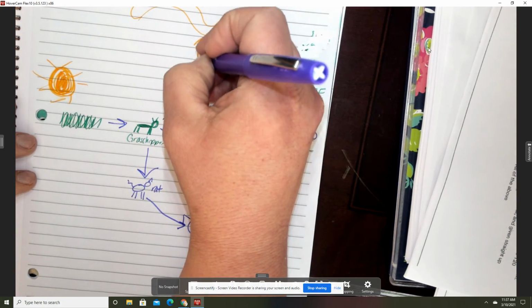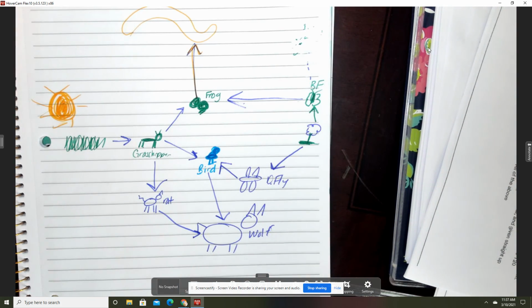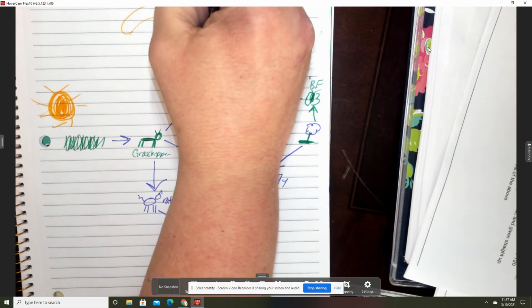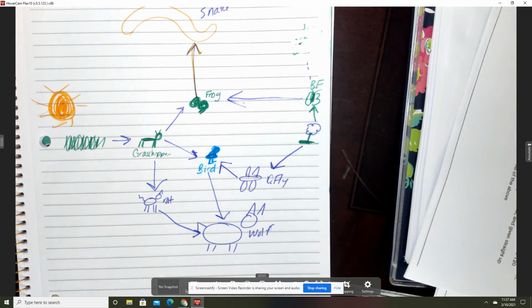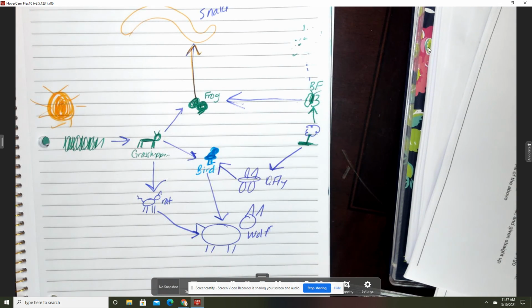So anyway, that's as far as we'll go, because you can go on and on. A food chain and a food web are very similar, but a food web shows how all the different chains go together. Okay, so that's like a little web of eating right there.